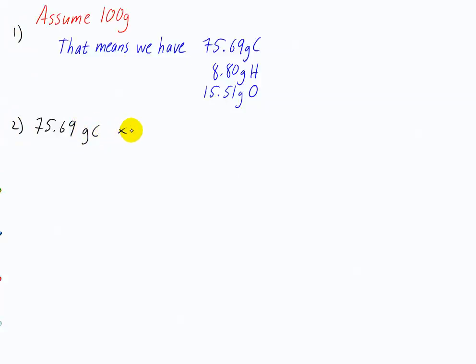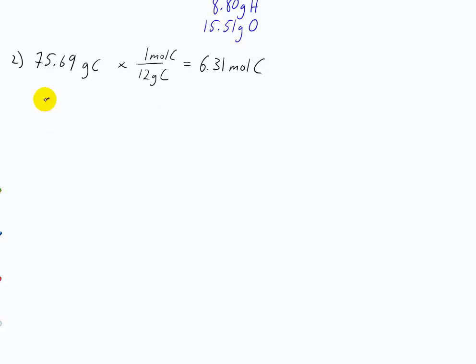75.69 grams of carbon times 1 mole of carbon per 12 grams of carbon equals 6.31 moles of carbon. And we do the same thing for the other elements. 8.80 grams of hydrogen times 1 mole of hydrogen. I know I'm laboring this writing it out, but this way we have a nice template to follow for the next time. Gives us 8.80 moles of hydrogen.